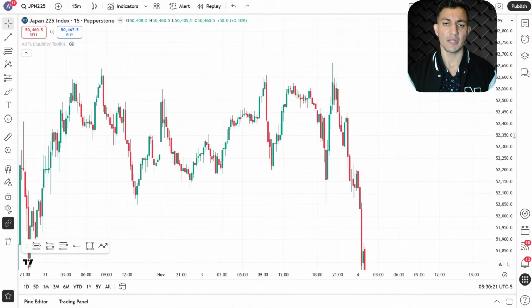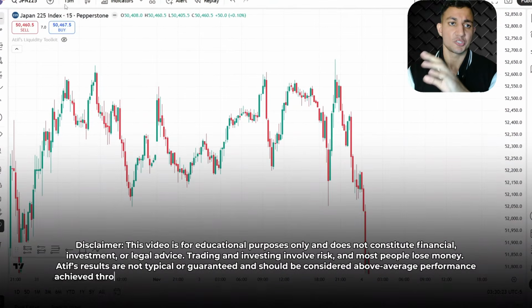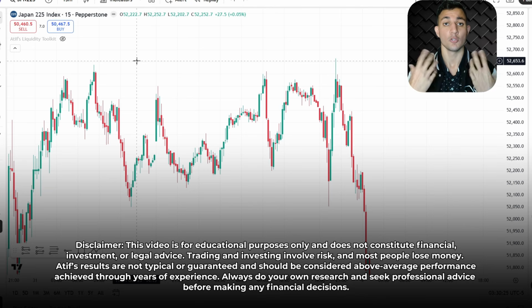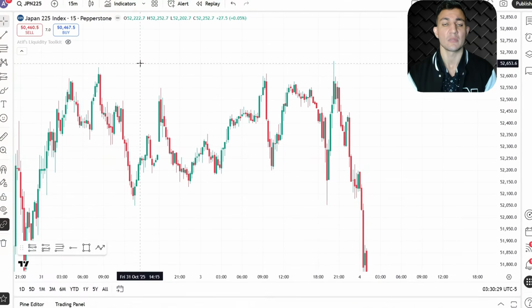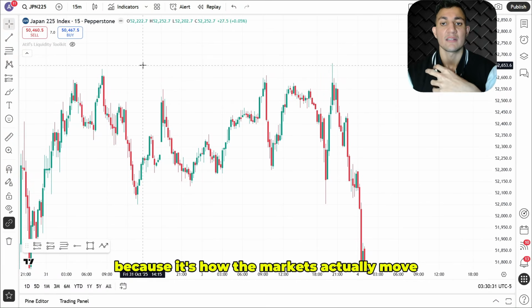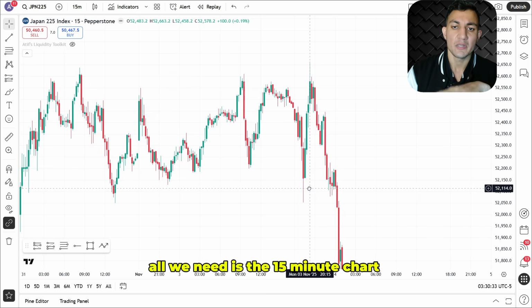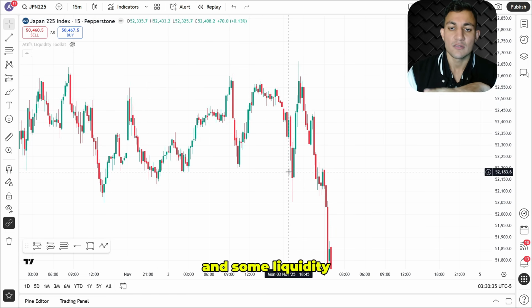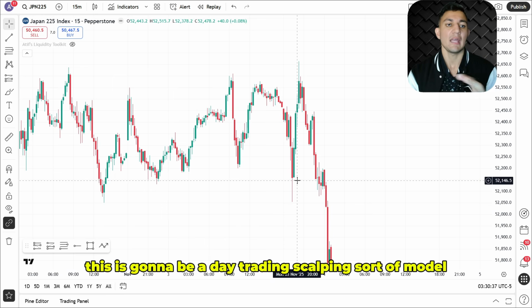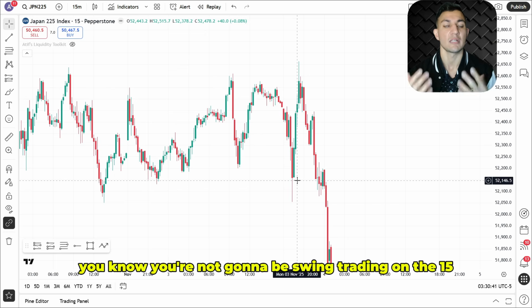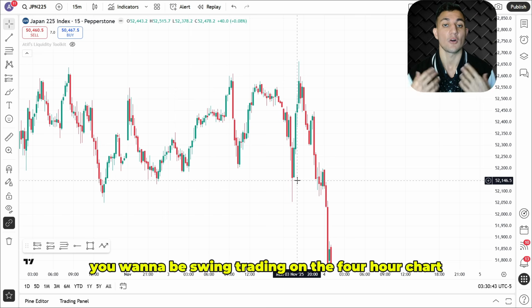Okay, so for this trading strategy, all we need is, of course, just a 15-minute chart and liquidity. Now, liquidity is by far the most important concept in all of trading, right? Because it's how the markets actually move. So all we need is the 15-minute chart and some liquidity. Now, this is going to be a day trading, scalping sort of model. Obviously, you're not going to be swing trading on the 15-minute chart. You want to be swing trading on the 4-hour chart.